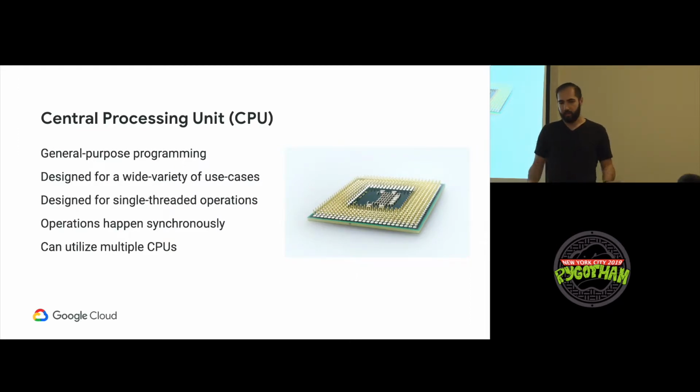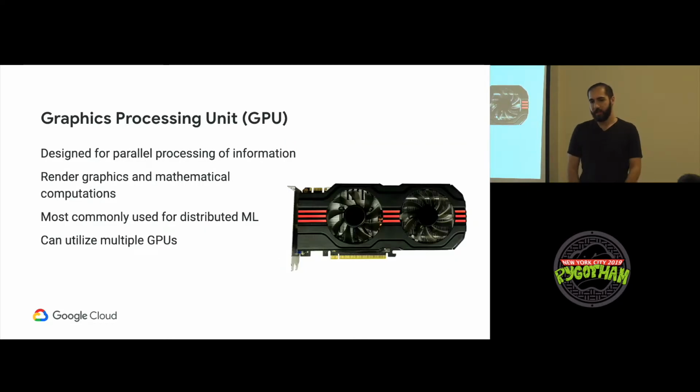But of course, as with CPUs, you can utilize multiple of them to achieve greater performance. But for hardware that's actually much better tailored towards doing mathematical computations, something that you want to look at is the graphics processing unit, or the GPU. These were literally designed to do parallel processing.